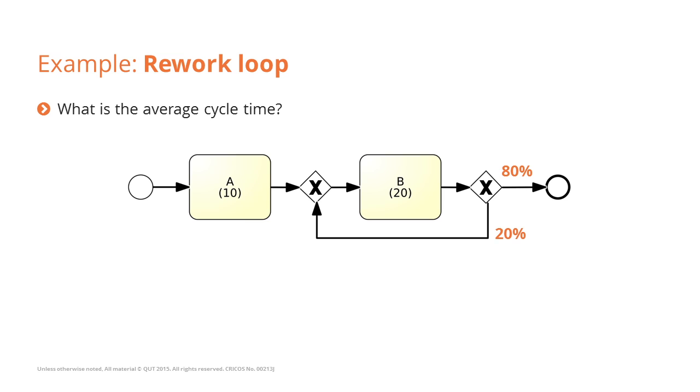Now let's take the case where this is a more sensible case where I take 80% of the time the branch of the XOR split that goes out of the loop, and 20% of the time I stay inside the loop. In this case, the cycle time of the process is 10 for activity A plus 20 for activity B divided by the probability of the branch that goes out of the loop, which in this case is 0.8. 20 divided by 0.8 gives me 25 plus 10 for A, that gives me 35.